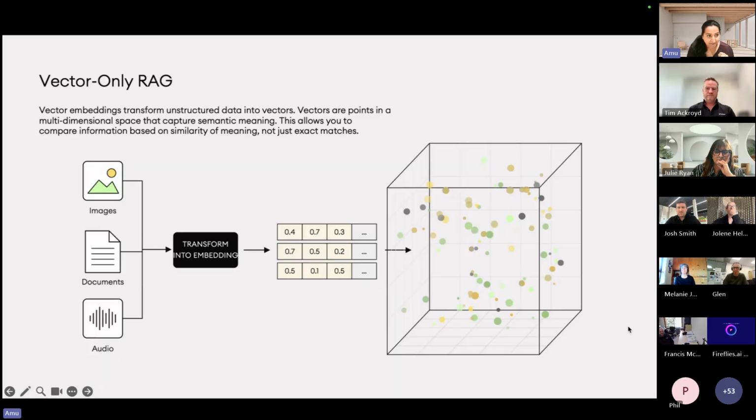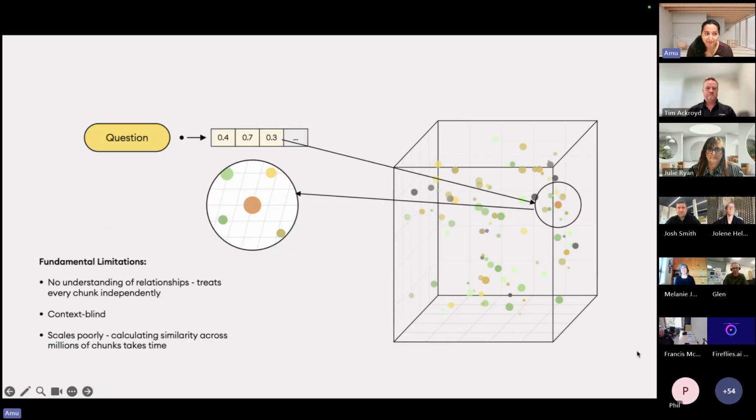So most AI search systems today use a vector database. Vector embeddings transform unstructured data into vectors. Vectors are points in multidimensional space that capture semantic meanings. This allows you to compare information based on similarity of meaning and not just exact matches. When someone asks a question, the system turns that question into a numerical representation, then looks for the closest match in the vector database. Relevant chunks are returned and a response is constructed.